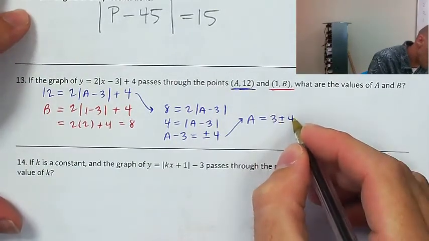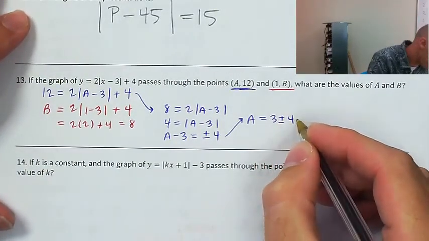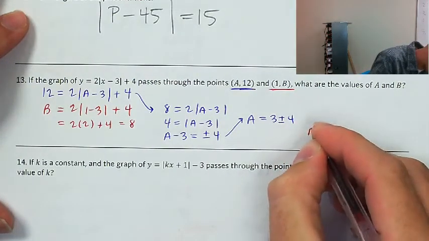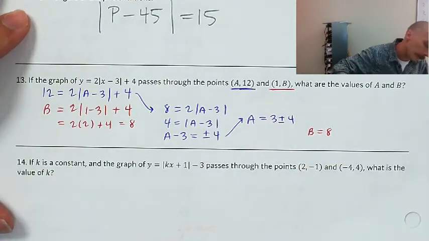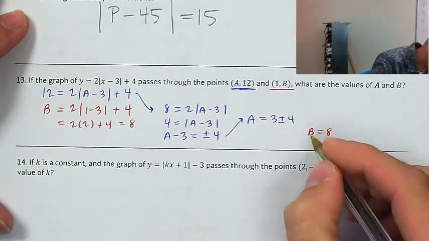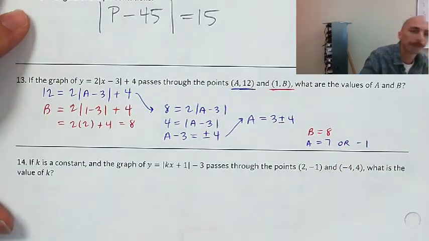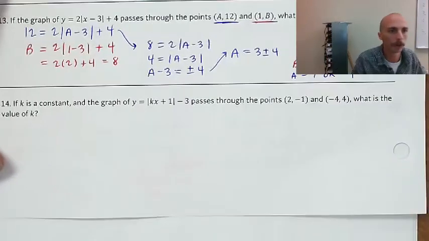So 3 plus 4 is 7. 3 minus 4 is negative 1. So whereas b must equal 8, a could be 7 or it could be negative 1. Okay. That was an interesting one.